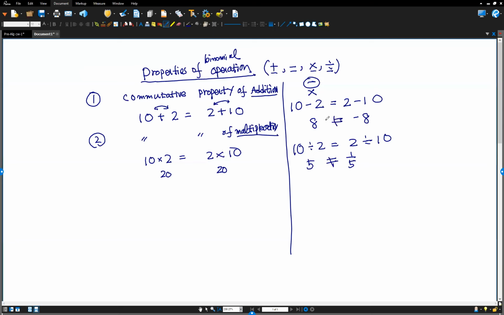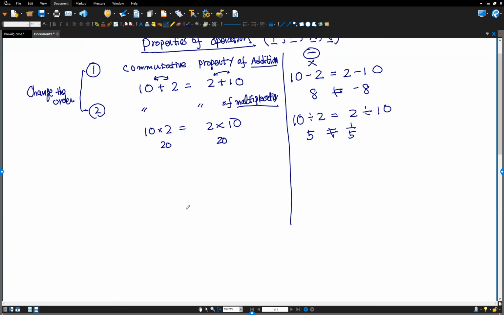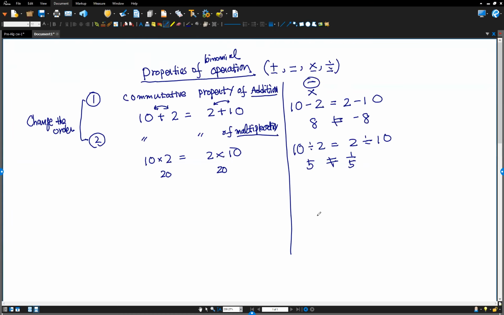So the commutative property means switch their order, change the order: which is the first, which is the second. It only works on addition and multiplication. This is what we call the commutative property. The next one is associative.